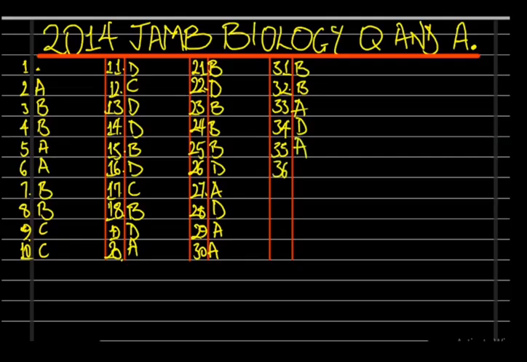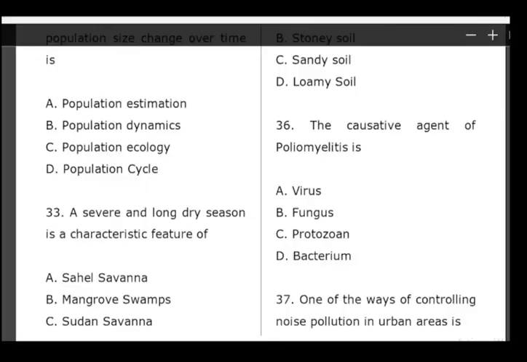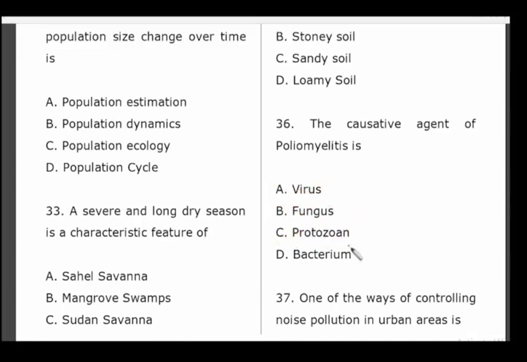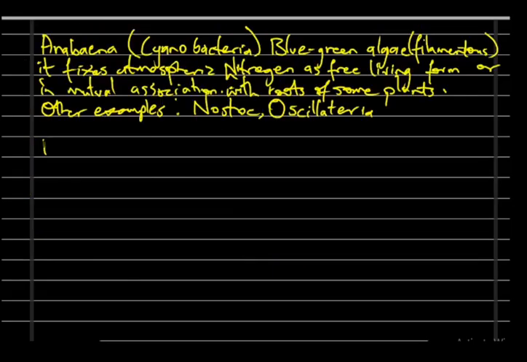Question 36. The causative agent of poliomyelitis is A, virus, B, fungus, C, protozoan, and D, bacterium. The causative agent of poliomyelitis is a virus, and that is the answer to our question. So what is poliomyelitis? It's also called polio. It's transmitted through contaminated water.